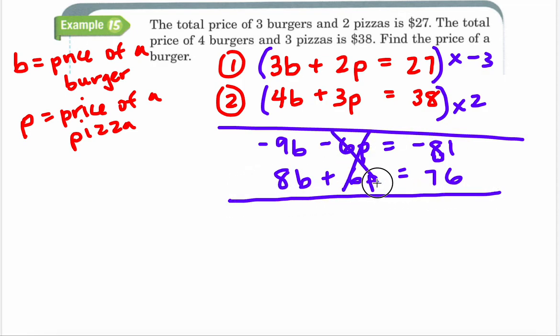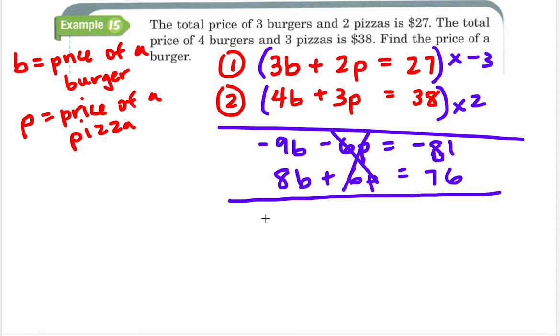So these cancel. Perfect. I wanted to figure out the price of a burger anyways, so I get left over with the B. I probably should have been strategic. I just ended up choosing the easier one, but I should have been strategic. It ended up working out. I should have thought to myself, I need to find B, so let's get rid of P. Ended up working out, but just note that to yourself.